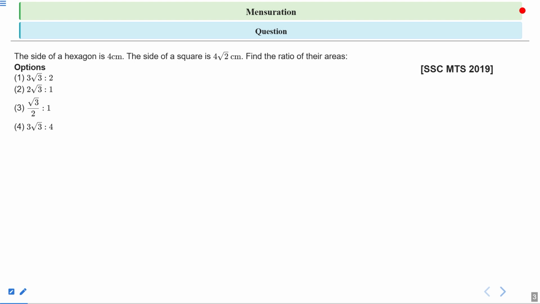First one is 3 root 3 ratio 2. Second is 2 root 3 ratio 1. Third one is root 3 by 2 ratio 1. And fourth one is 3 root 3 ratio 4. Now you have 10 seconds to analyze the question. Your time starts now.